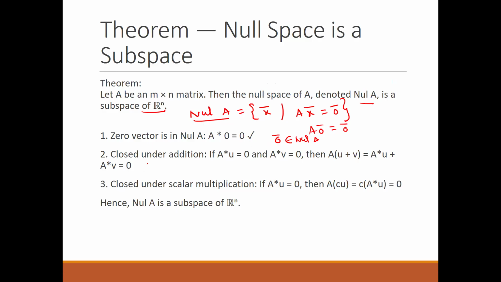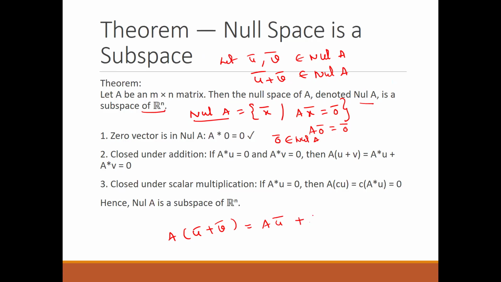Next, it should satisfy closure property. So take any two vectors in null A. Let u bar, v bar belong to null A. Closure under addition means you have to prove that u bar plus v bar belongs to null A. Any vector belongs to null A means A times that vector is 0 bar. That means we have to prove that A(u bar plus v bar) is 0 bar. So what is A(u bar plus v bar)? It is A u bar plus A v bar, according to the properties of vector spaces.